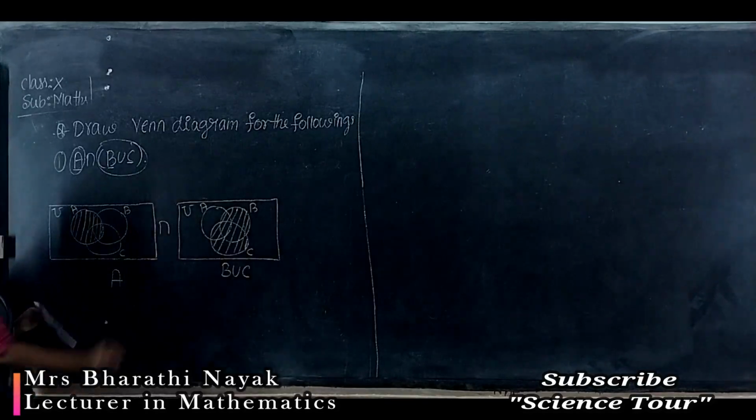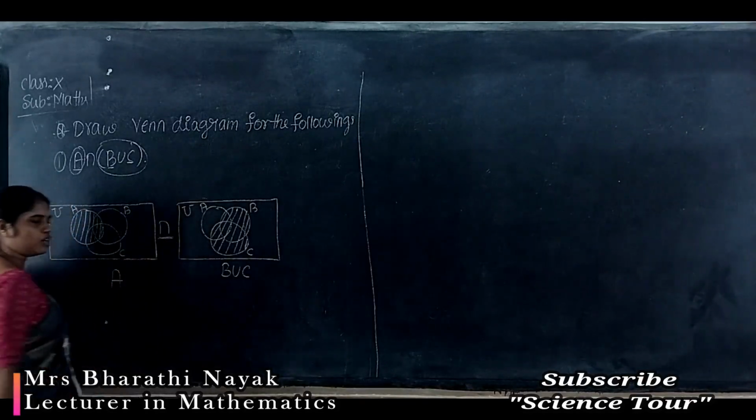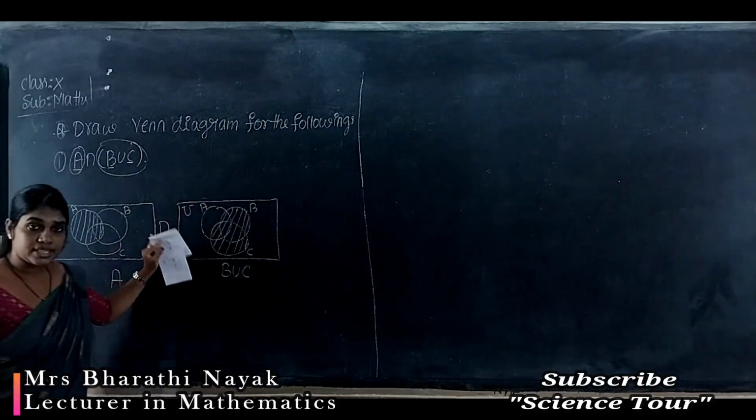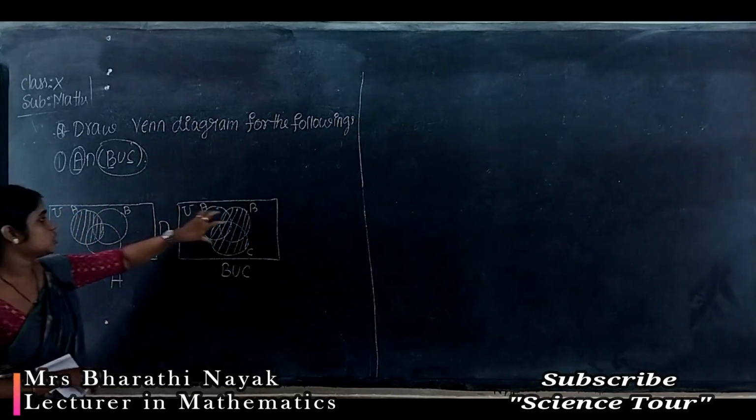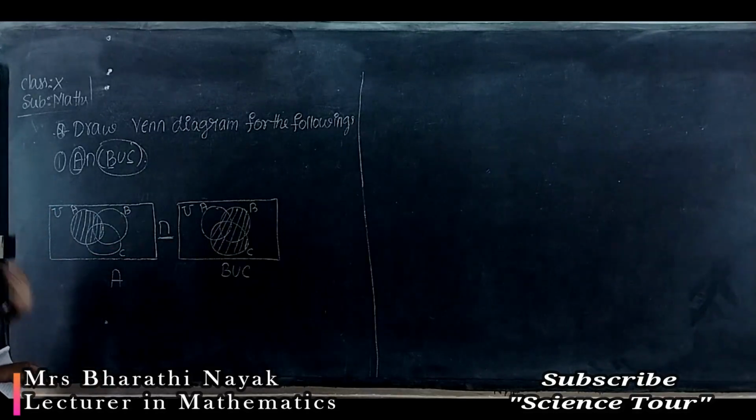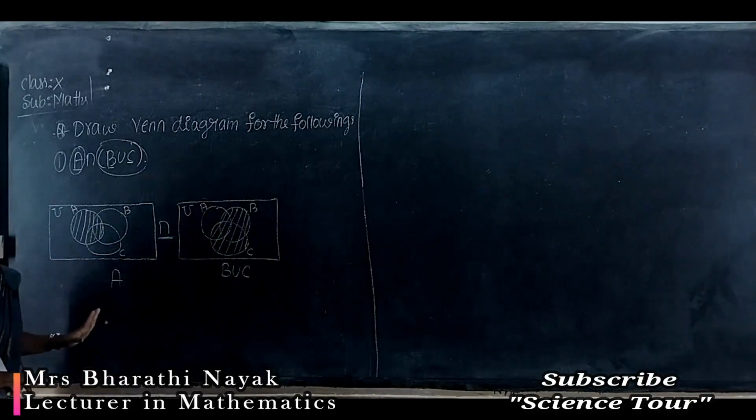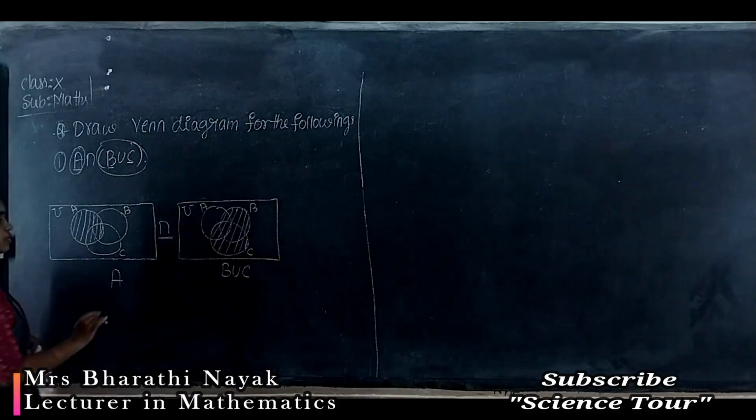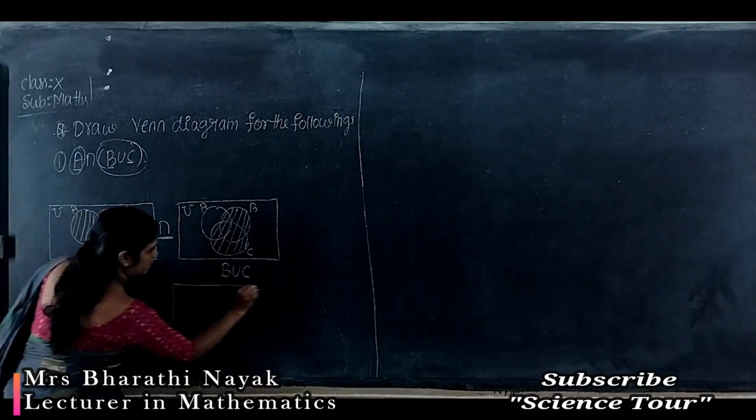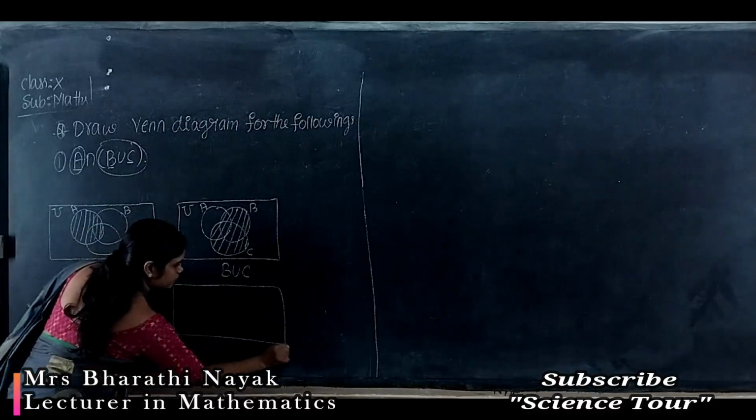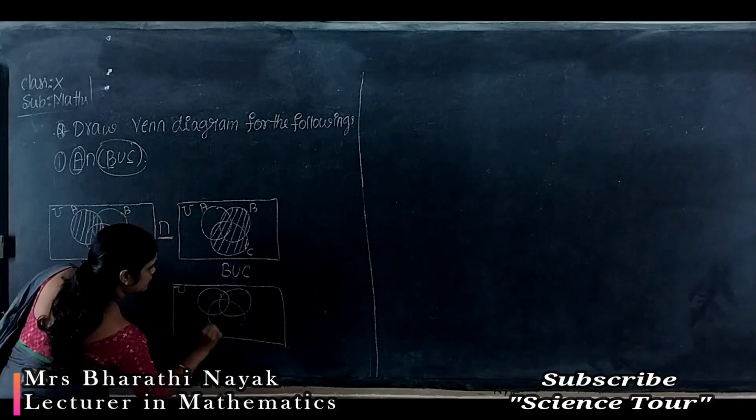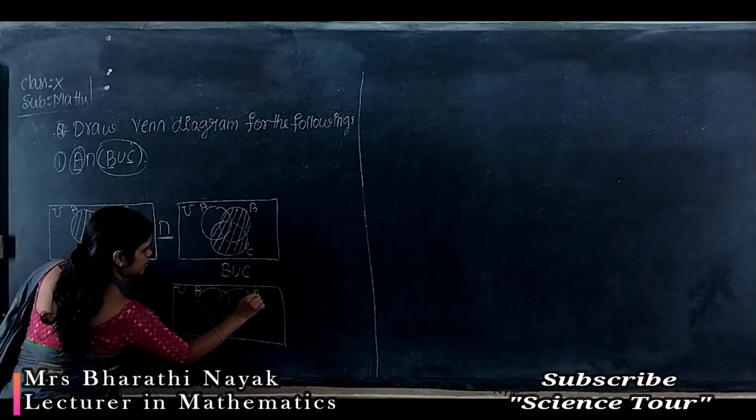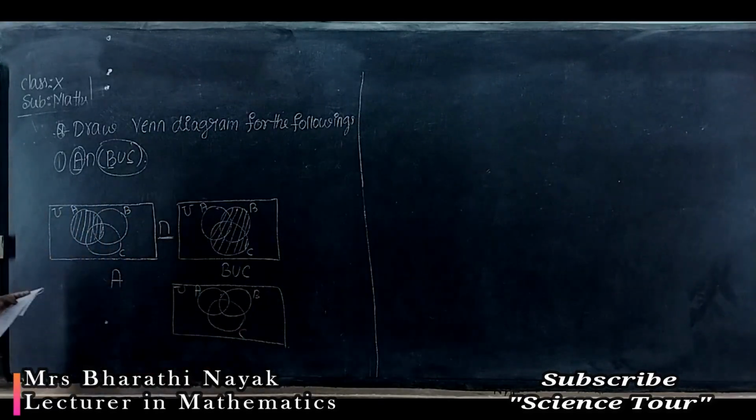So now intersection. What is the meaning of intersection? Intersection means a commonly shaded region. Among these two figures, which region is a commonly shaded region? This is your universal set. Set A, set B, set C. This is A, this is B, this is C. So now take the commonly shaded region.